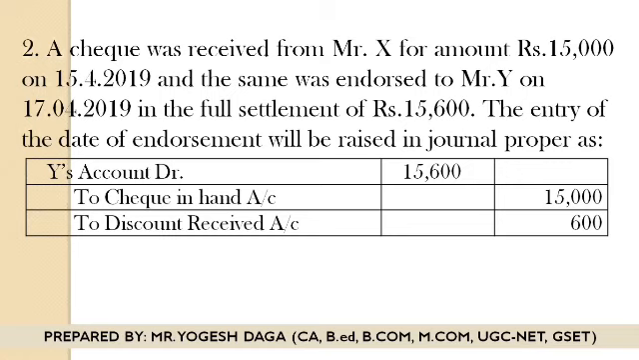So I think you know the answer, and the perfect answer is yes, this statement is true. Why is this statement true? If this check has been received and we have deposited it into the bank, then it will come in our cash book. But here the check which we have received from Mr. X, we have endorsed to Mr. Y. Endorsement, we have transferred to Mr. Y.